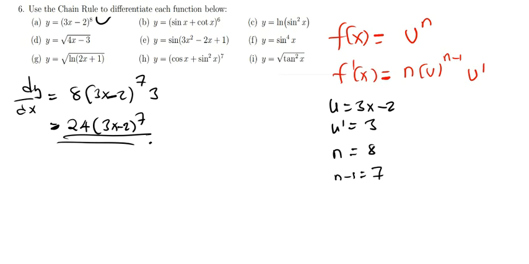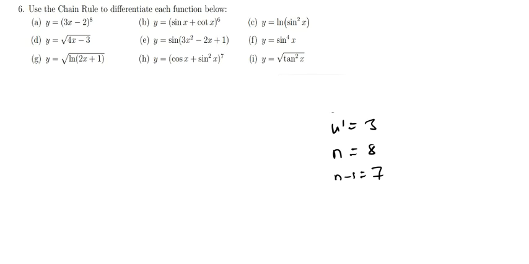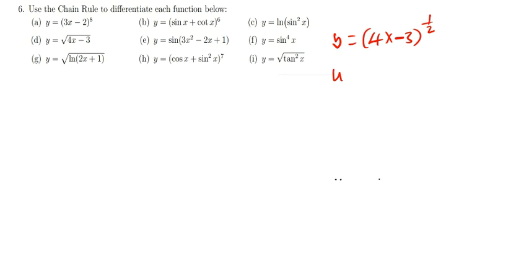Okay. Now let us go ahead and solve d first. I can write d as the same thing with the square root removed. It will be 4x minus 3 raised to the power half. So my u is 4x minus 3. Then my u prime is just 4. Then my n is now half. Then n minus 1 is 1 over 2 minus 1, which is negative half.